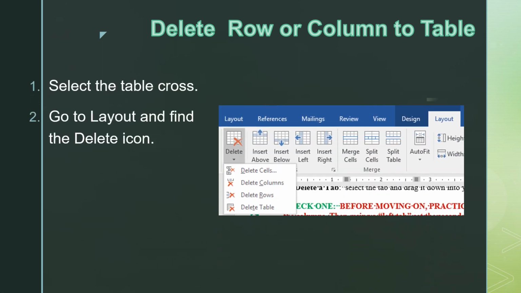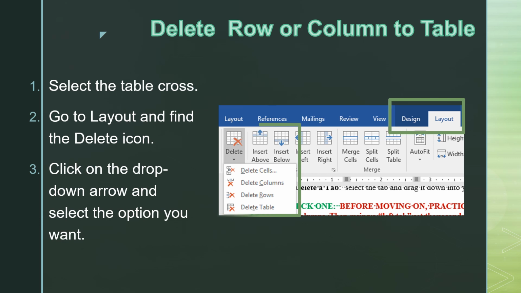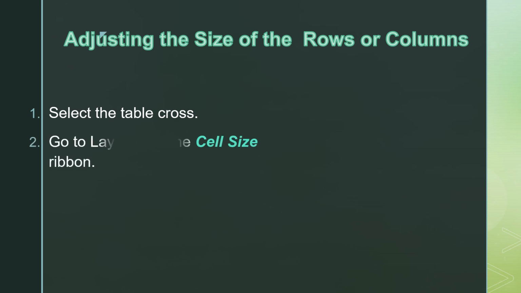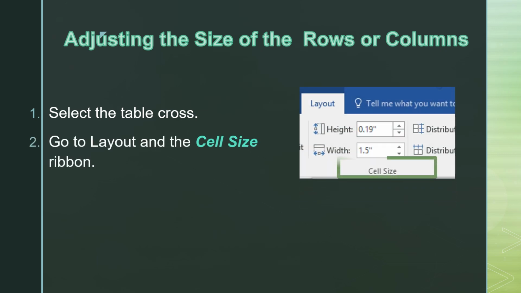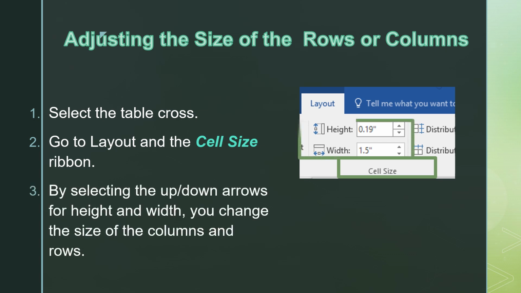Deleting rows or columns in the table. Select the table cross. Go to Layout and find the Delete icon. Click on the drop-down arrow and you select the option you want, including being able to delete an entire table. Adjusting the size of the rows and columns. Select the table cross. Go to Table Tools Layout and the cell size ribbon. By selecting the up and down arrows for height and width, you change the size of the columns and rows.